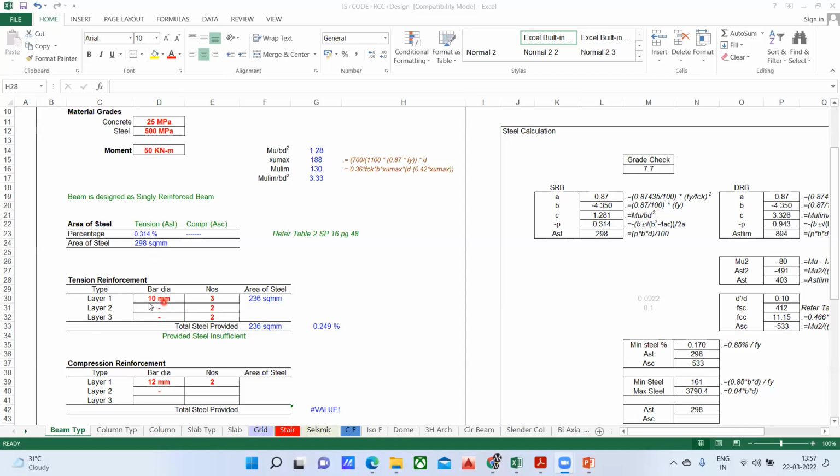Okay. If I provide a 10 diameter 3 bar, I'm giving a steel of 236 mm square. So this 236, whatever I provided, is less than 298. So I'm getting a warning that provided steel is insufficient. So instead of 3, I'll increase the number to 4.